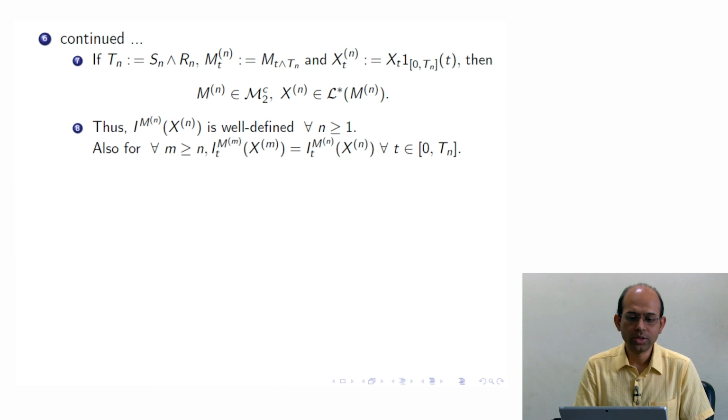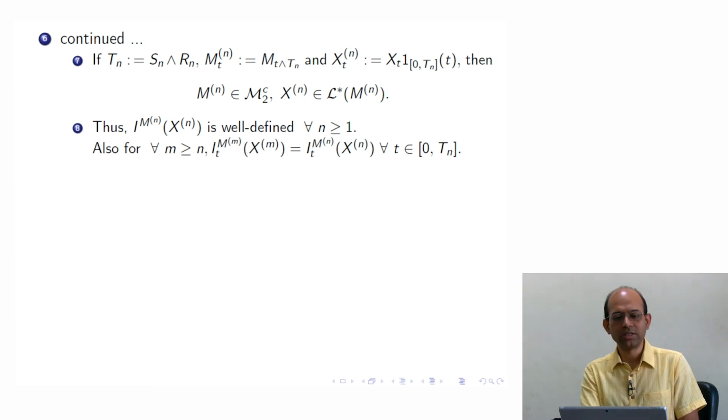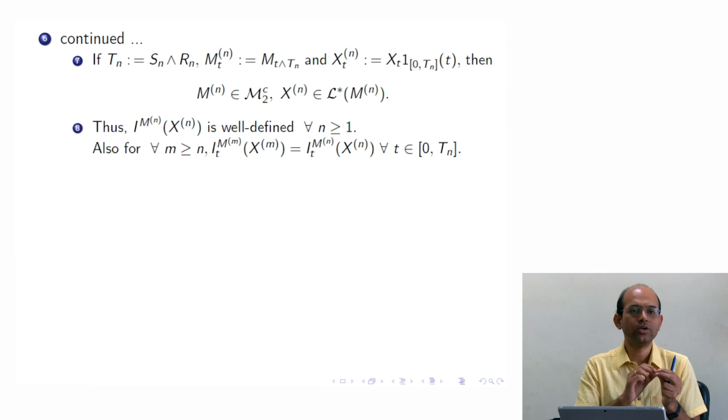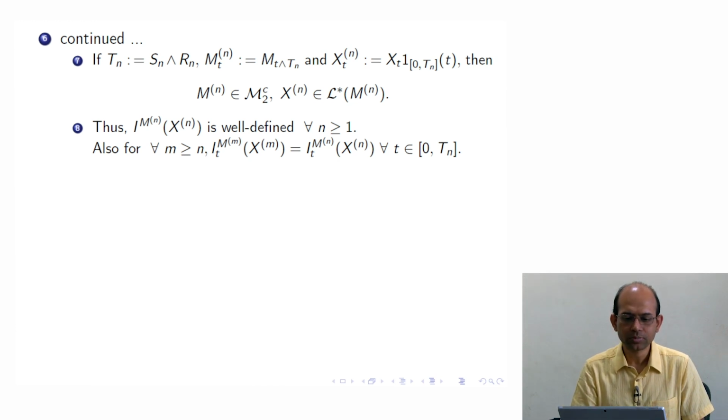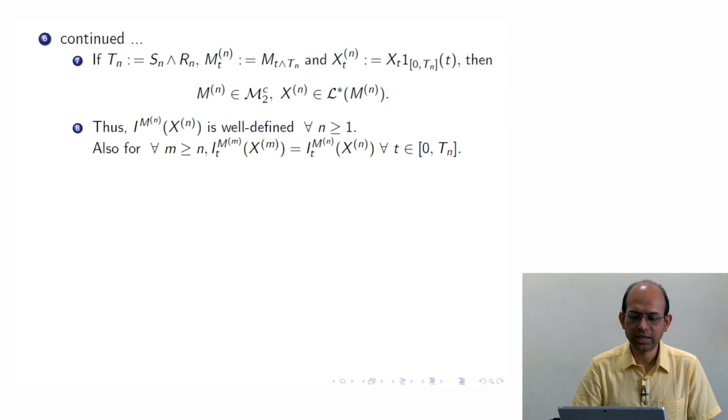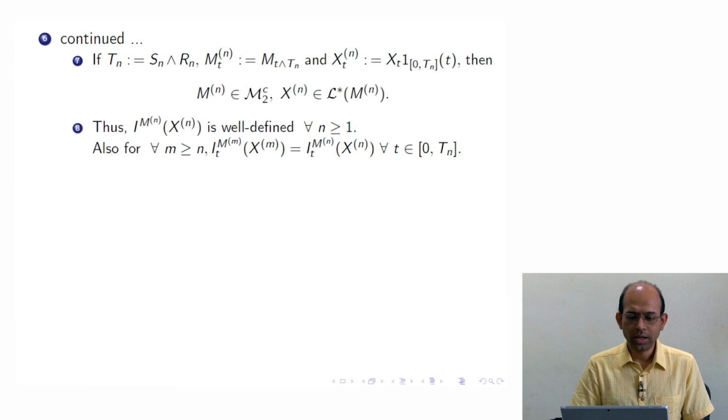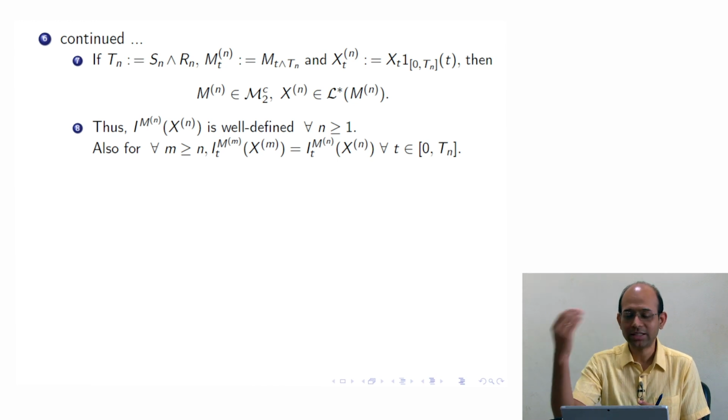So we construct this sequence of integrands. For every n we are going to get one integration. That integration itself is a function of t, correct? That itself is also a stochastic process. So this is well defined for each and every n. Also there is another nice property when m is more than n. We have Mn, Xn, but now I am having m which is more than small n, and we are constructing Xm.